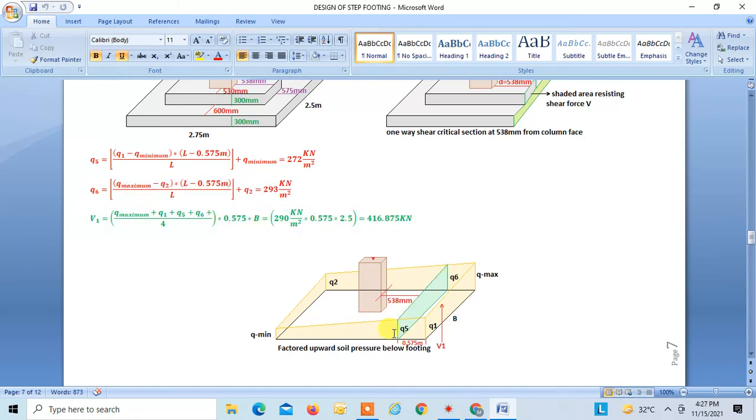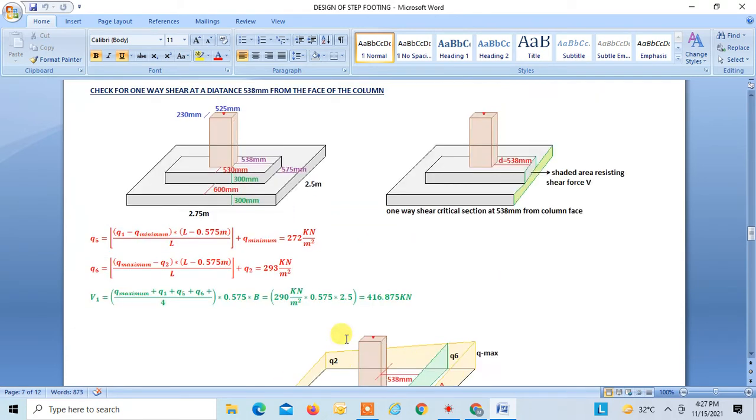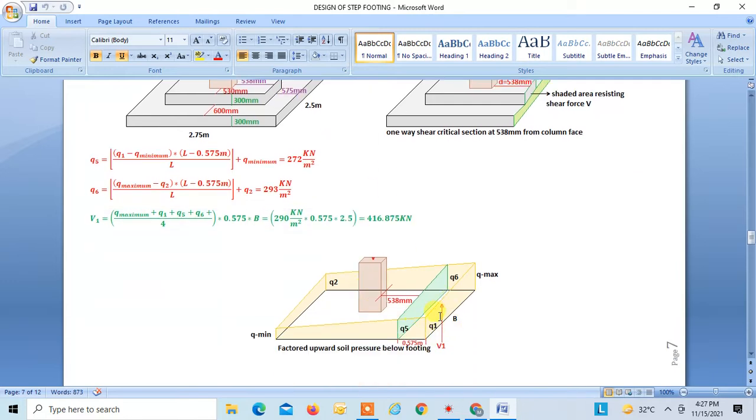Okay, so I am taking a section at a distance of 538 mm from the column, right? So you can find the average of this into this distance, which is 0.575 meters. And B we know is 2.5 meters. So from that we get V1, right? So V1 is found to be 416.875 kilonewton.